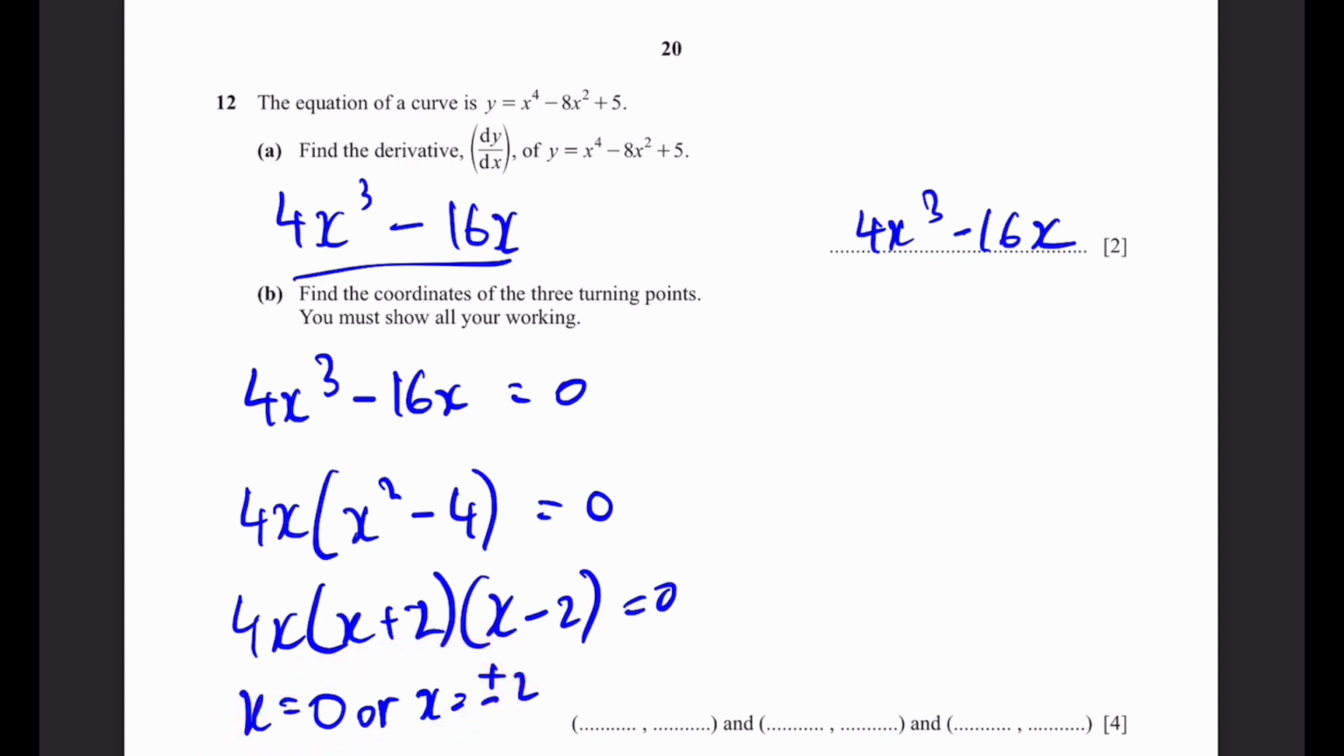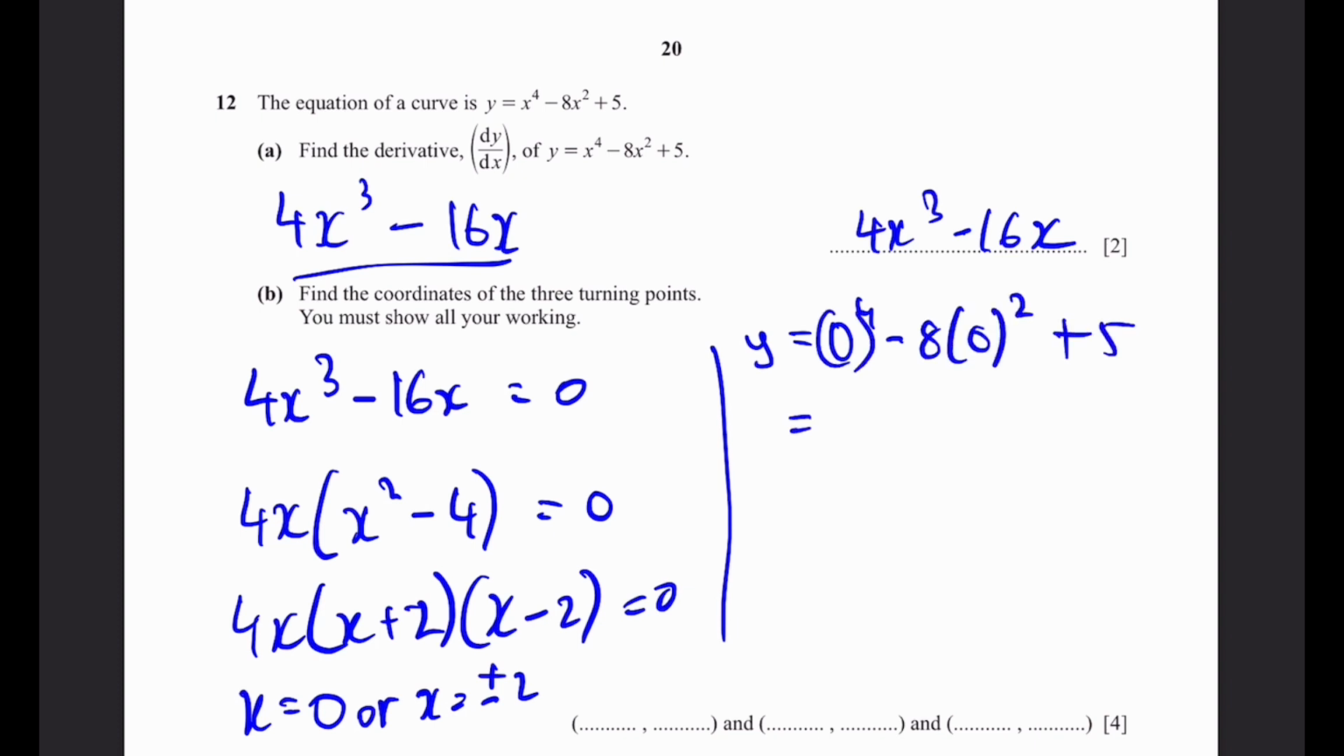Now we need to find the coordinates, which means we need the y value. So let's first substitute x equals 0 into the original equation. So y is equal to 0 to the power 4 minus 8 times 0 squared plus 5. And that will be 5.